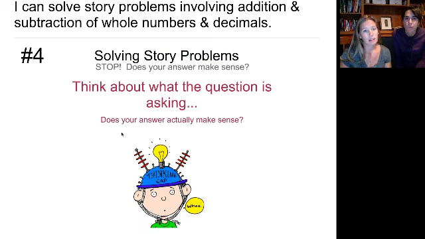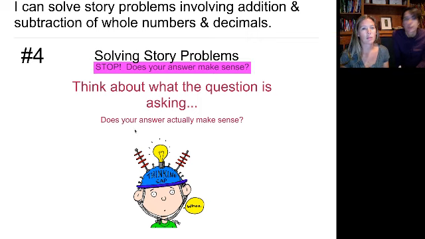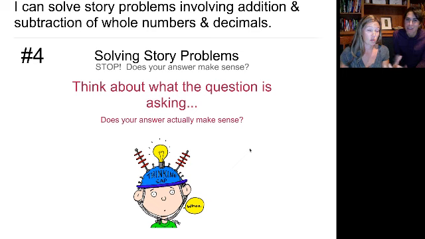And then the last step is thinking about your answer. Does it actually make sense? Could it be the right thing? If not, then obviously you did something wrong. Chances are you used the wrong symbol. So those are the 4 steps, so make sure you have those 4 steps written down.